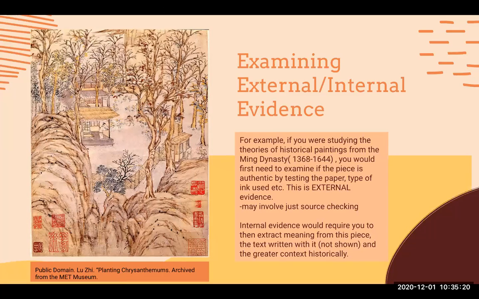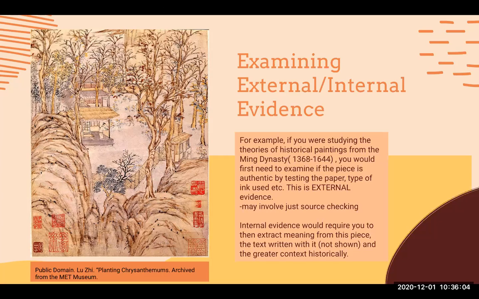Here we will look at an example of how to examine external and internal evidence. So let's look at this painting, which is called Planting Chrysanthemums, and it's archived from the Met Museum. It's a painting from the Ming Dynasty. If we were studying the theories of historical paintings from the Ming Dynasty, you would first need to examine if the piece is authentic by perhaps testing the paper or type of ink used, etc. You want to test the authenticity of the stamps used, the brush techniques, all of that kind of stuff is external evidence.